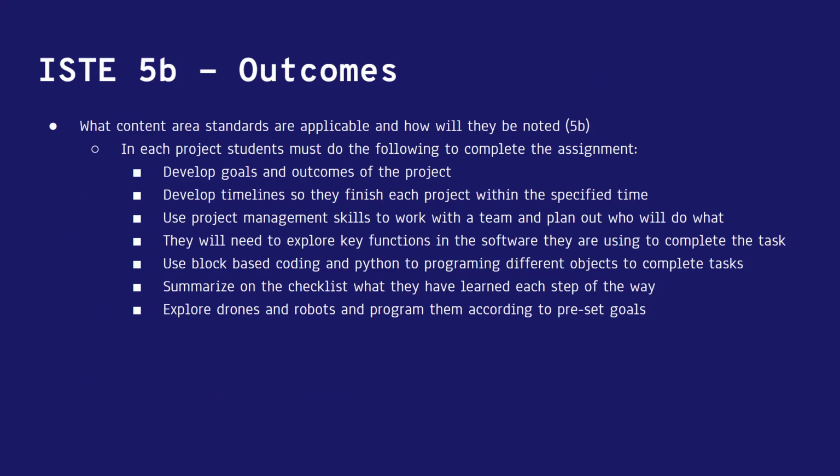All right, so the outcomes for 5B: I want students to develop their own goals and outcomes for the project. I want them to develop timelines, so they have to use some time management skills and figure out how long they're going to spend on each thing to make sure they can get done. And those project management skills, to plan out which teammate is going to do what and assign responsibilities and roles.